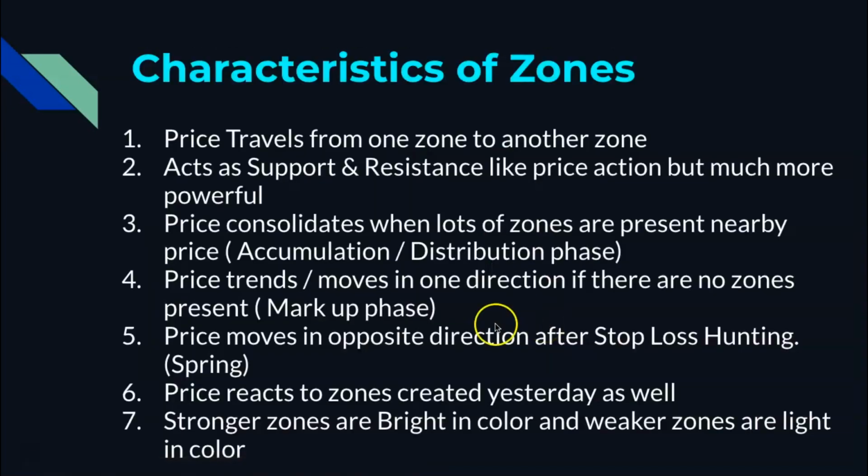And now let us look into the characteristics of the zones. So basically the price travels from one zone to another zone. For example, after the accumulation, if the price has been marked up, it keeps on going up until another zone has been created at the top. Likewise, when the price is breaking down the zone, it keeps on falling until some kind of zone has been created. And next, same like price action, it acts as a support and resistance.